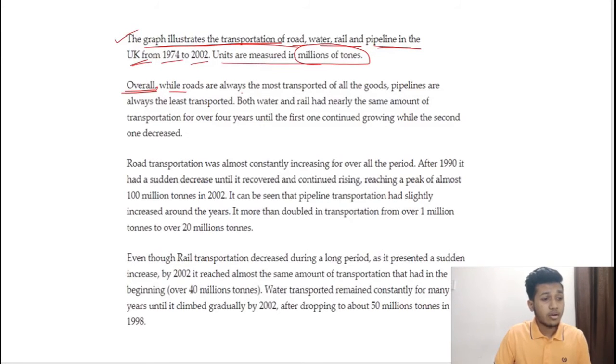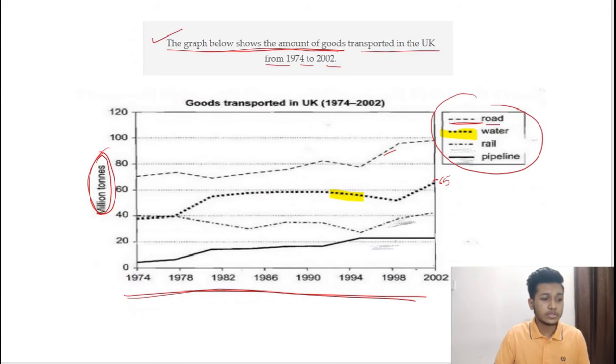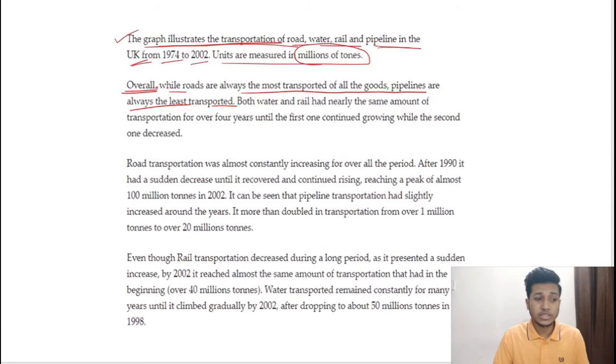While roads are always the most transported of all goods, pipeline are always the least transported. Seeing the graph, we can say that roads are the most used. Among all the four modes of transportation, road is the most highly used and pipeline is the least used mode of transportation. So I mentioned those.